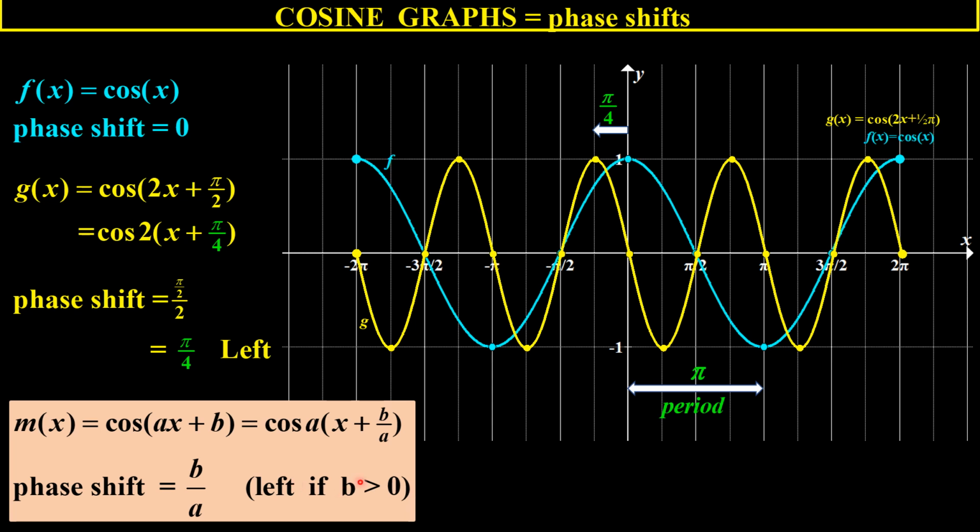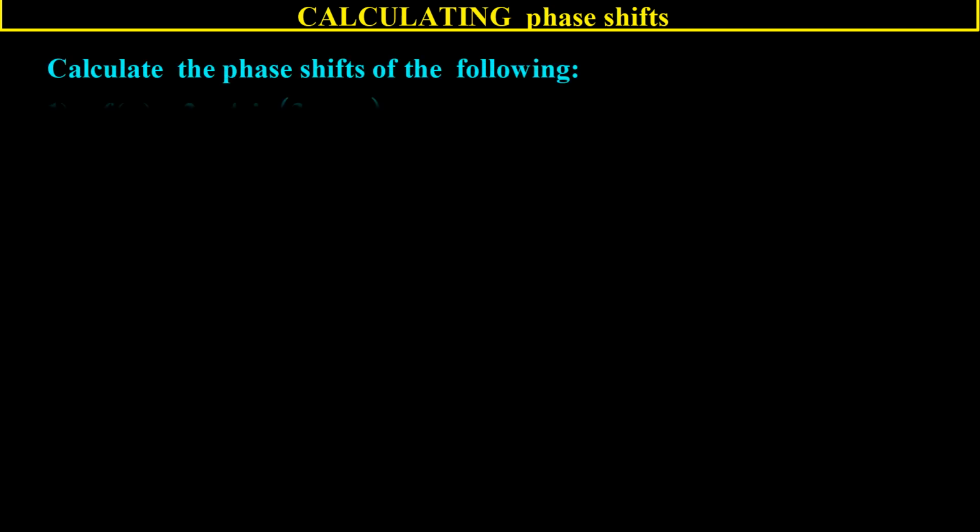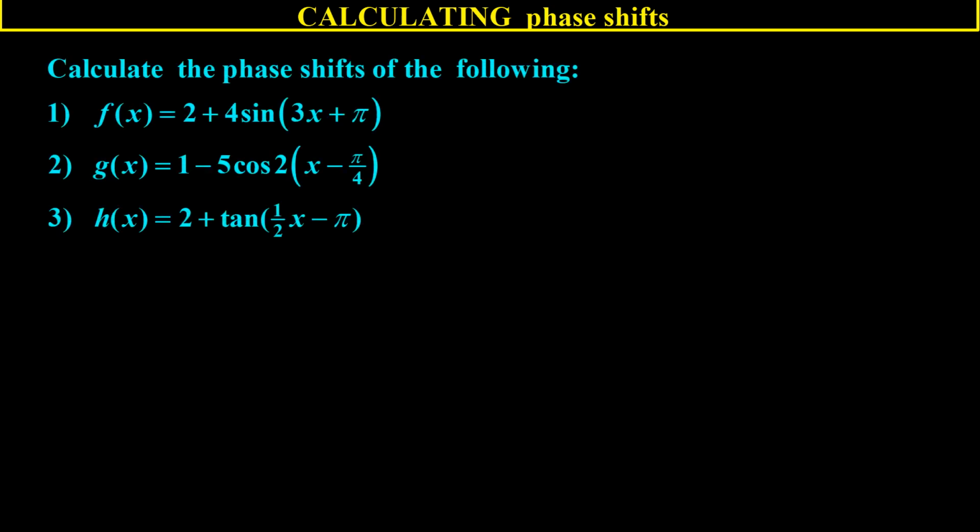If b is negative, you move it to the right. Let's see whether we can calculate phase shifts using the equation there. I'm taking sine, cosine, and tangent. So the same principle we're going to use. If I take the sine one here, you see we can't read the phase shift here because it's plus. It will obviously move to the left.